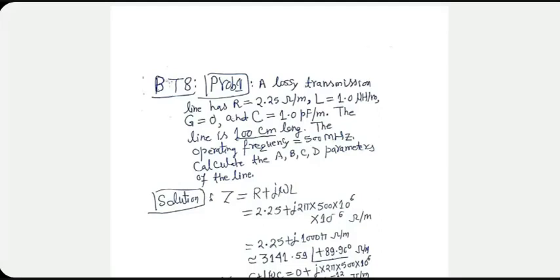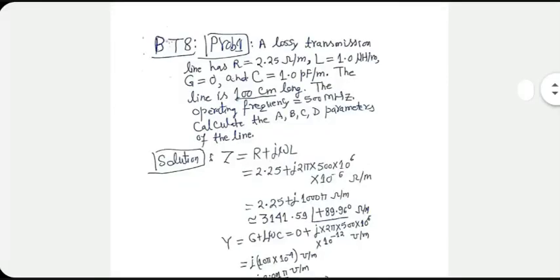Z is R plus j omega L. This is impedance of the line per unit length. I put the values along with omega, which is given to me as 500 megahertz. I get Z equal to 3141.59 with an angle of 89.96 degrees. It is almost a purely imaginary number. The real part is very small, but it is not zero.